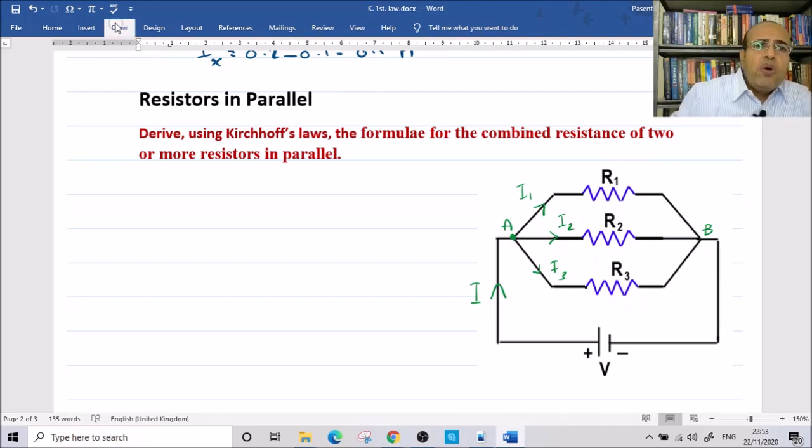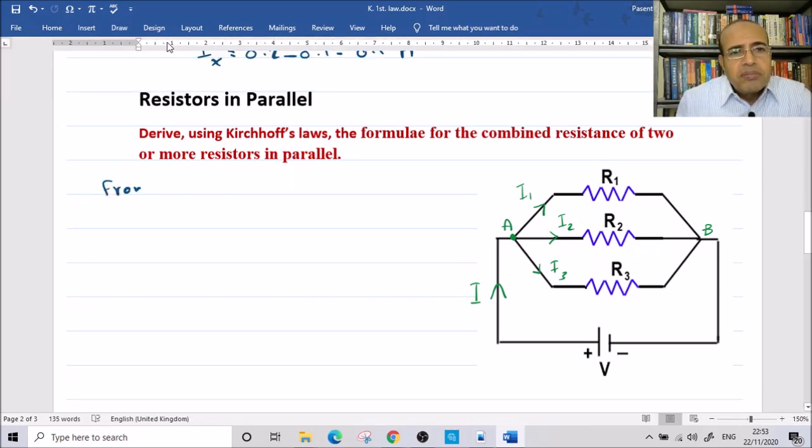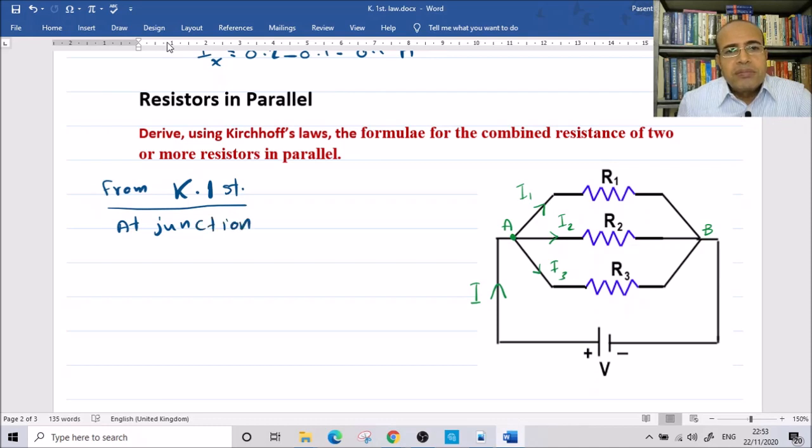Now, we're starting the solution. From Kirchhoff's first law, at junction A, the sum of current in, I, equals the sum of currents out, I1 plus I2 plus I3. We have a relation between the voltage, potential difference, and the resistance.